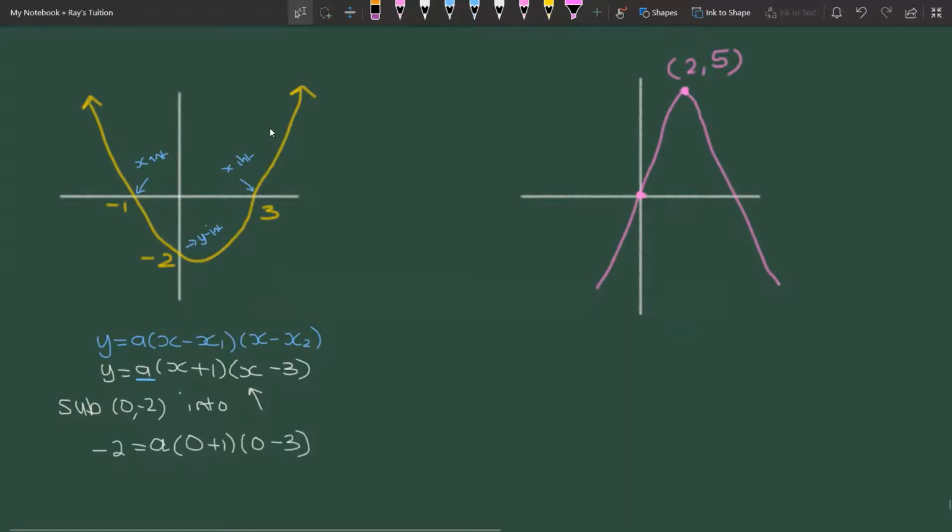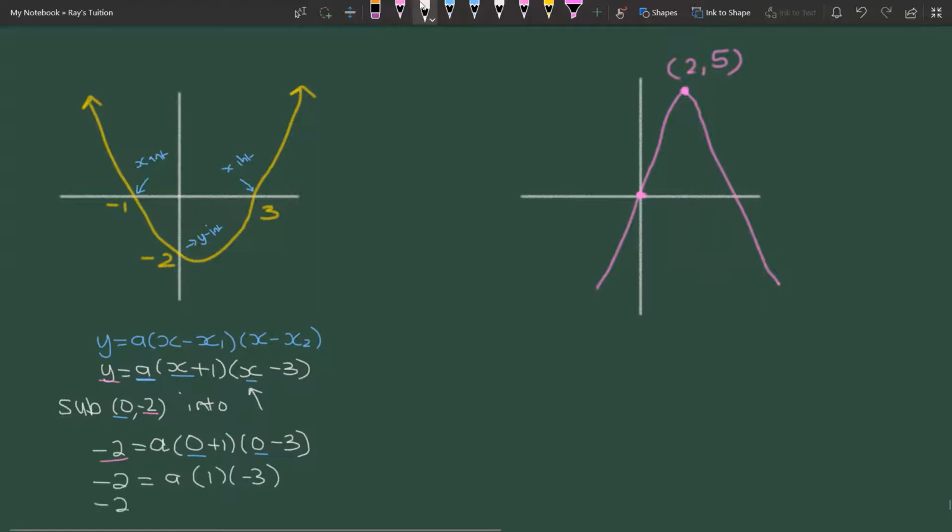So can you see we've put in this equation minus 2 in the place of y and 0 in the place of x. Now we have an expression just with a, which we can solve for a. So we have minus 2 is equal to a times (0 plus 1) times (0 minus 3), and 0 minus 3 is negative 3.